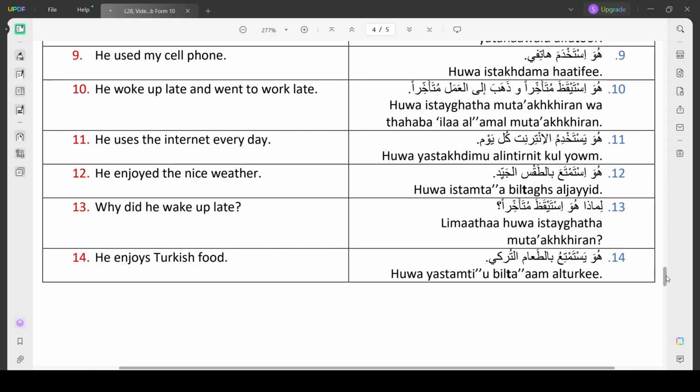Number 13. Why did he wake up late? لماذا هو استيقظ متأخرا؟ And number 14. He enjoys Turkish food. هو يستمتع بالطعام التركي.